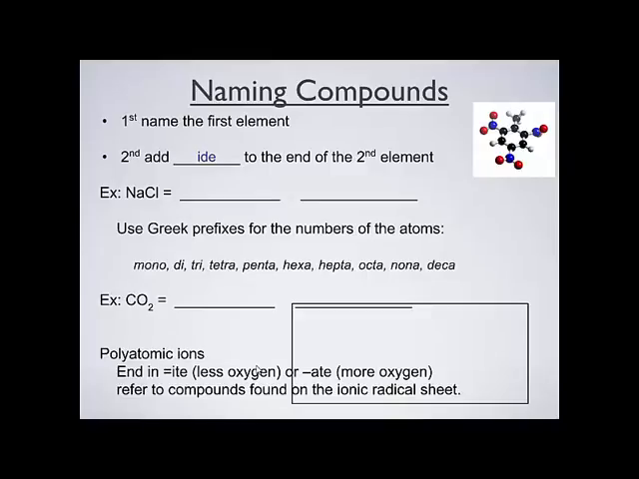NaCl. Na is what? Sodium. Sodium chloride. Cl is chlorine, but when it forms a compound, we call it chloride. Sodium chloride.